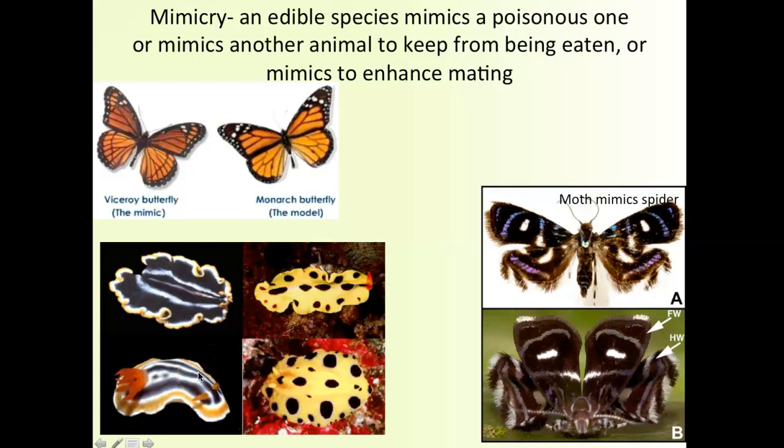These nudibranch pictures, these are sea slugs, and I honestly can't remember which one's the mimic and which one's the poisonous one, but you can see they're very close. These two are very, very close in appearance. One is edible and one is not. And then this is a moth that is trying to look like a spider. I guess these little offshoots look like spider legs, but that's another trick to mimic a spider, mimic another organism.